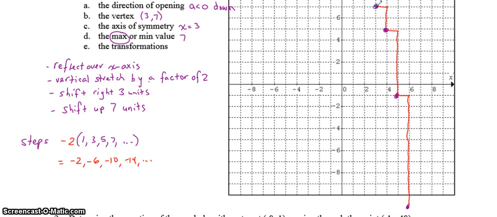And it's going to be symmetrical on the same side. So over 1, down 2. Over 1, down 6, over 1, down 10. If it doesn't fit on the grid, you don't have to graph it. And then what you're going to do is to graph your parabola.